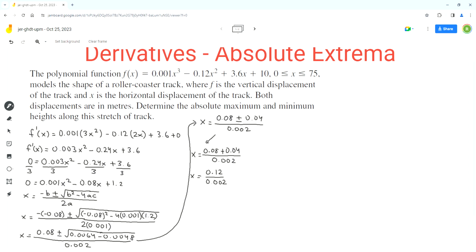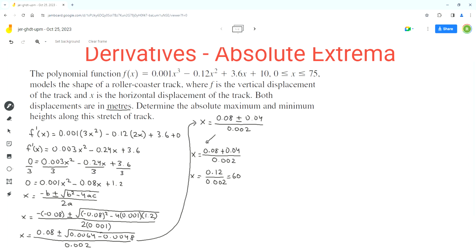So this fraction can be reduced to 60. So one x value we get is 60, and the unit of 60 is meters, because that's the given unit for the distance.